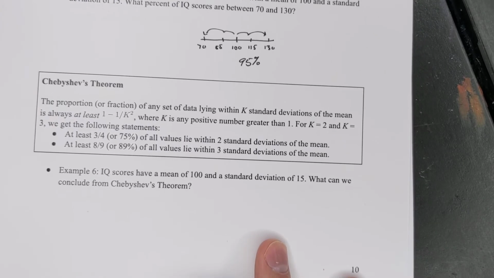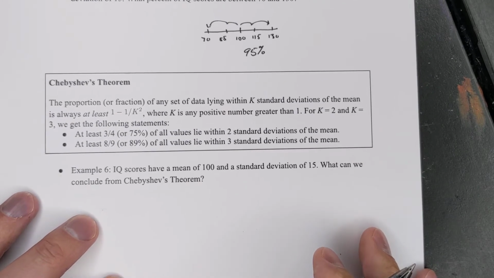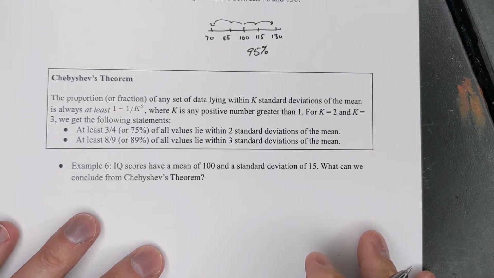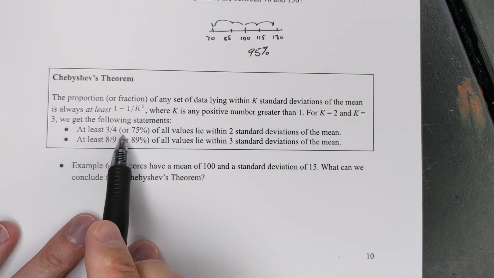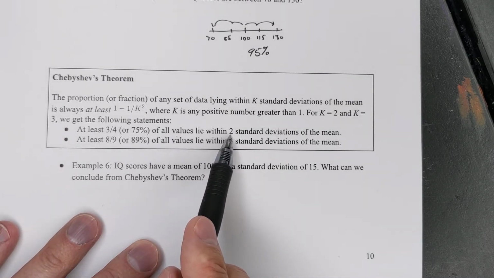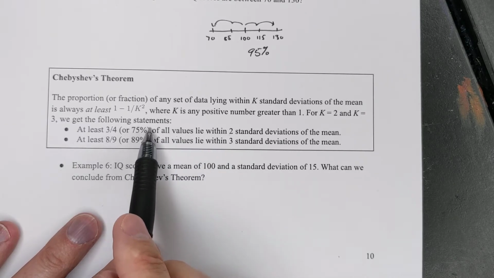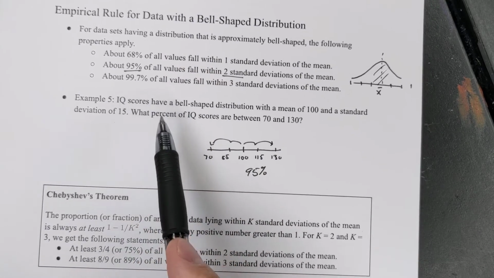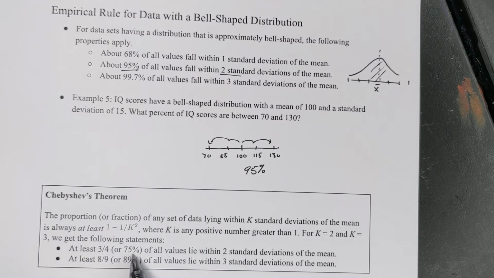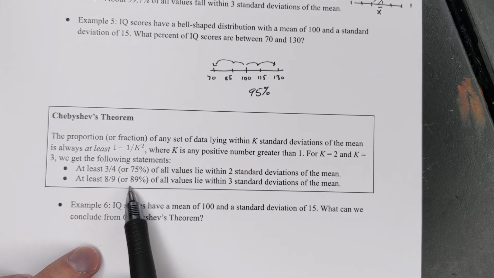Down here at the bottom, you have Chebyshev's theorem. This is just a very quick estimation method. It says at least 3/4 of all values lie within 2 standard deviations. Notice this is 75%. We set up here that it was 68%. That's at least 75%, could be better, and at least 89% lie within 3 standard deviations.